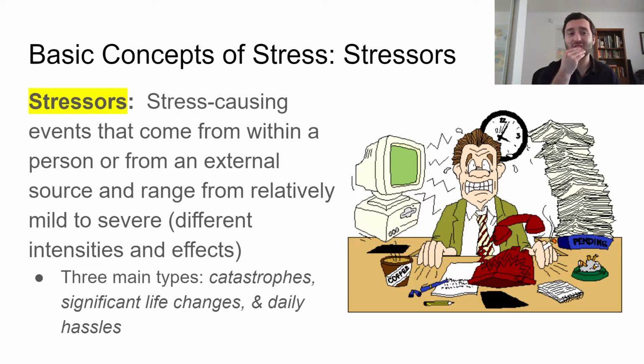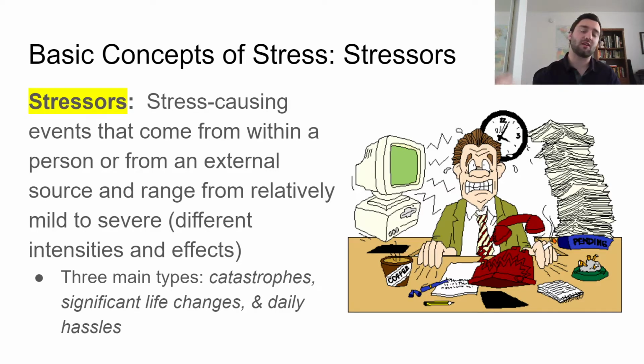So let's talk about what stressors are. The definition of stressors is kind of weird because it's a stress-causing event. So basically, anything that causes stress is a stressor. Okay? So it's a stress-causing event that comes from within a person or from an external source and ranges from relatively mild to severe. So again, pretty much anything can be a stressor. It just depends on the person.